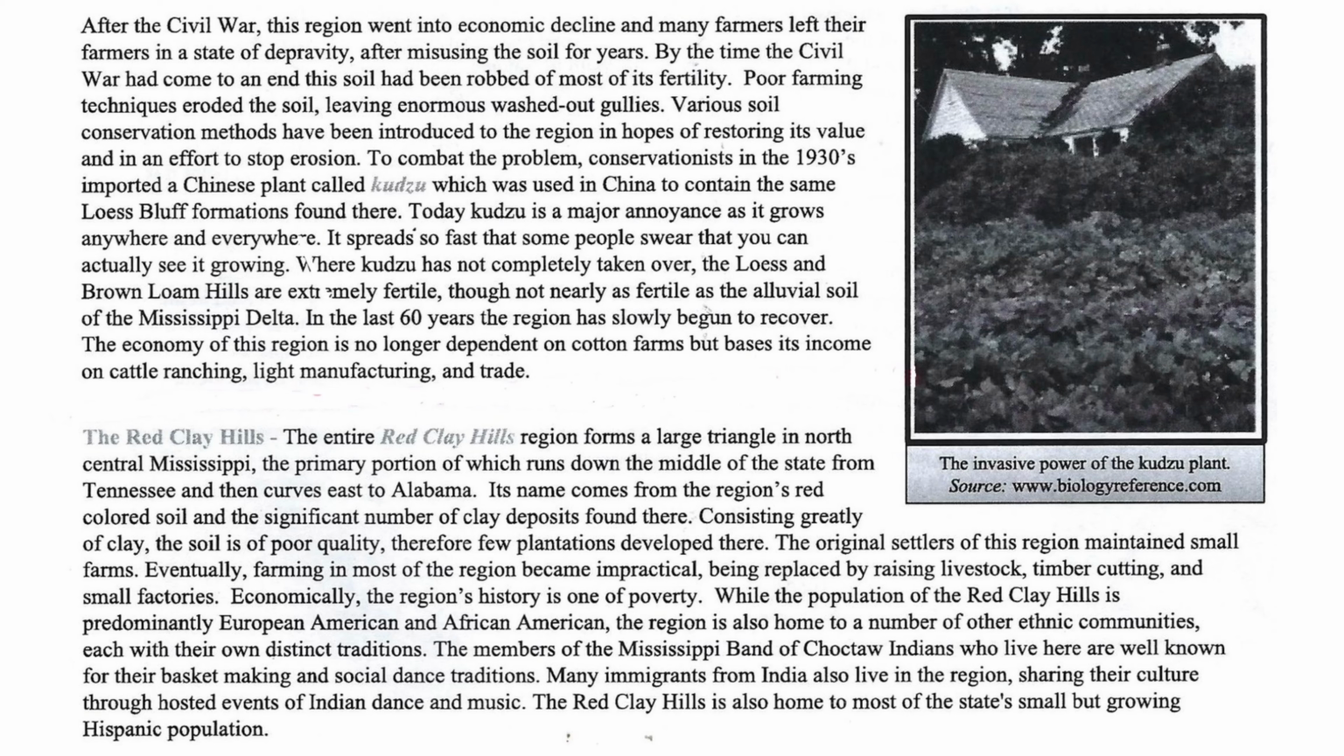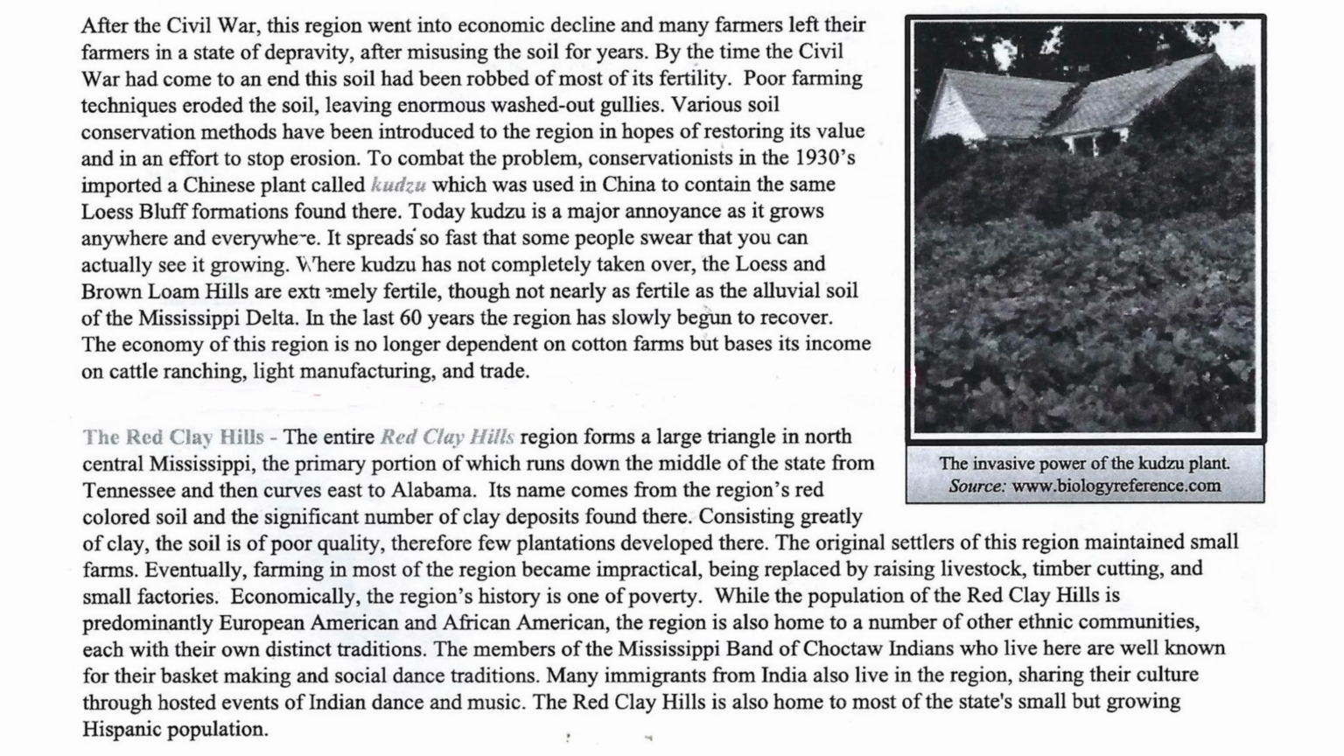Where kudzu has not completely taken over, the Loess and Brown Loam Hills are extremely fertile, though not nearly as fertile as the alluvial soil of the Mississippi Delta. In the last 60 years, the region has slowly begun to recover. The economy of this region is no longer dependent on cotton farms, but bases its income on cattle ranching, light manufacturing, and trade. Okay, next is the Red Clay Hills.